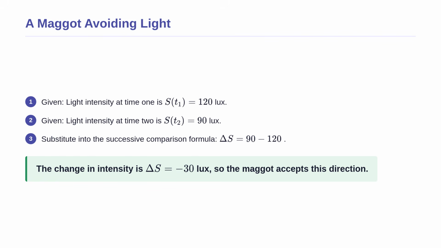We substitute these values into our successive comparison formula. We subtract the older measurement of 120 from the newer measurement of 90. The result is negative 30 lux. This negative number tells the maggot that swinging to the left decreased the light intensity. Since its goal is to find darkness, it will accept this leftward direction.